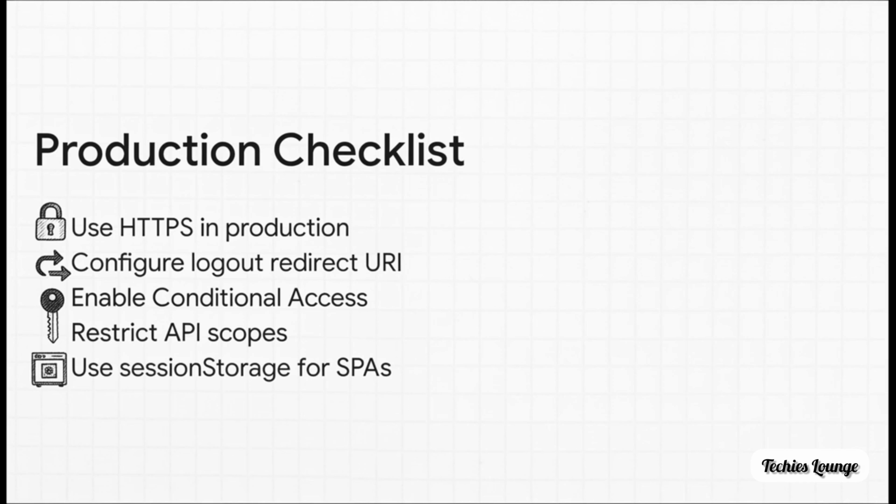Okay, before you deploy this to production, here is a quick but super critical checklist. This isn't just about making it work, it's about making it tough and secure. You absolutely must use HTTPS, you need to set up a real logout URL, and you should definitely look into Azure security features like conditional access. And in your code, always ask for the minimum API permissions you need, and stick with session storage for your token cache. It's the recommended way for these kinds of apps.